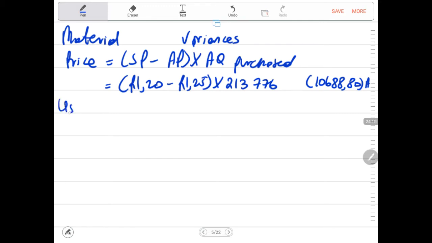Material price, we focus on the price of the material per kg. Material usage, we focus on the kgs. We have what is called standard quantities minus actual quantities used times by standard price. Standard price, we know, is the same price that we had before. Our standard quantities is always calculated. Standard quantities is based on actual production. I always highlight that.